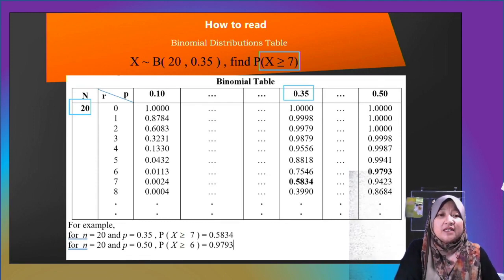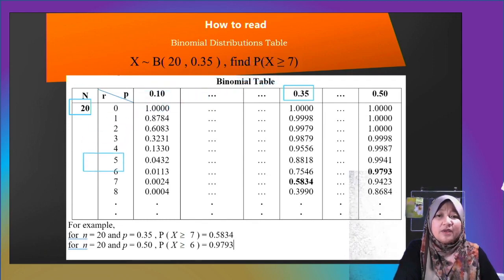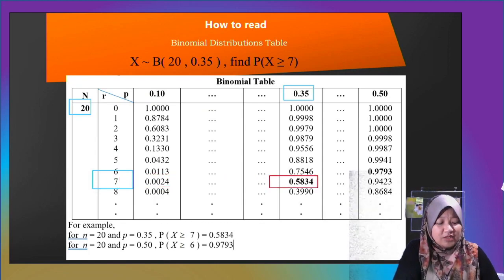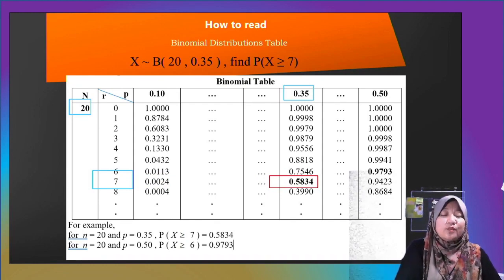Okay, X greater than or equal to 7. So, 7 ni berada pada kolom R. Kita cari R7. So, kita cari persilangan antara R dan juga P. Macam ni. So, jawapan ni adalah 0.5834. Ya, kita cari dulu probability dia dan juga N.